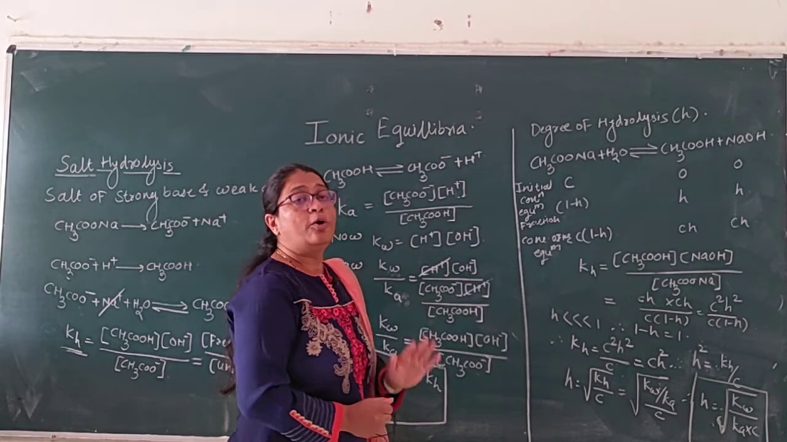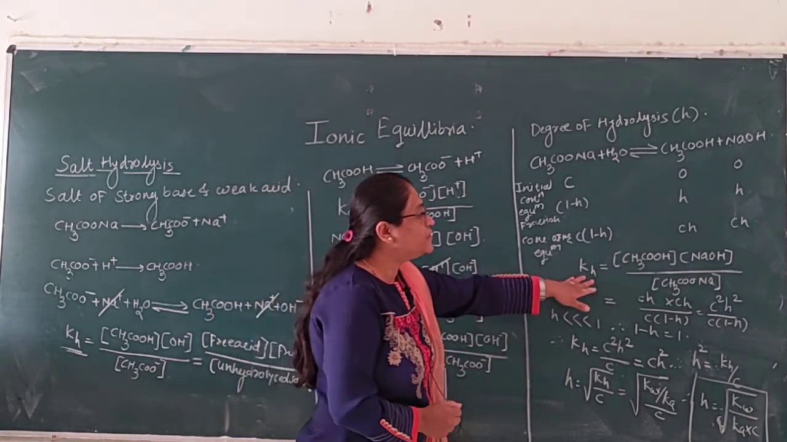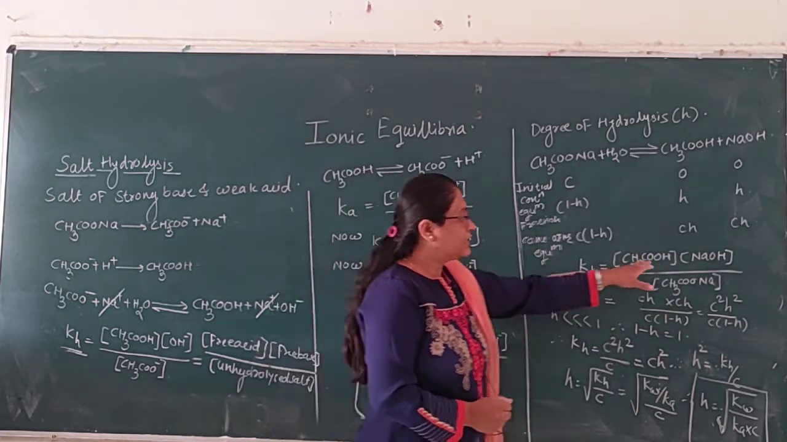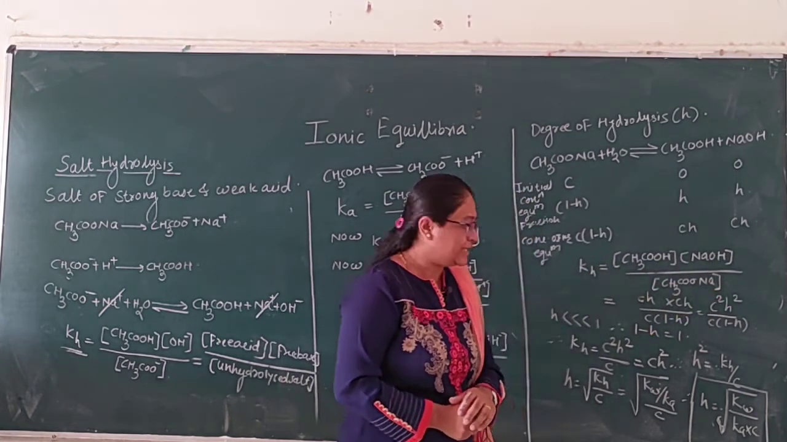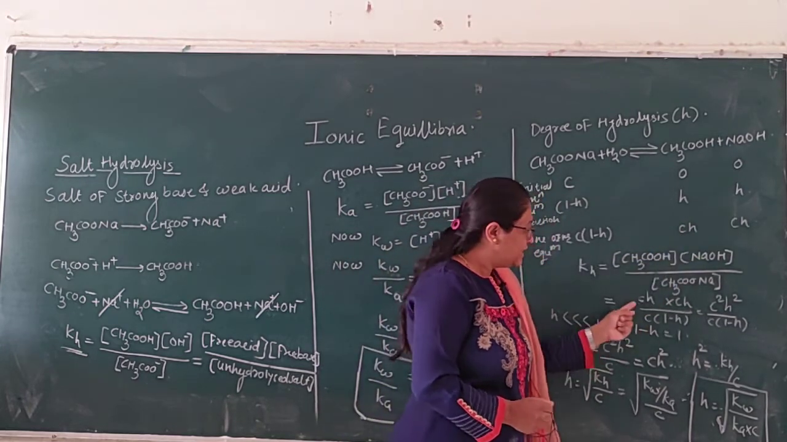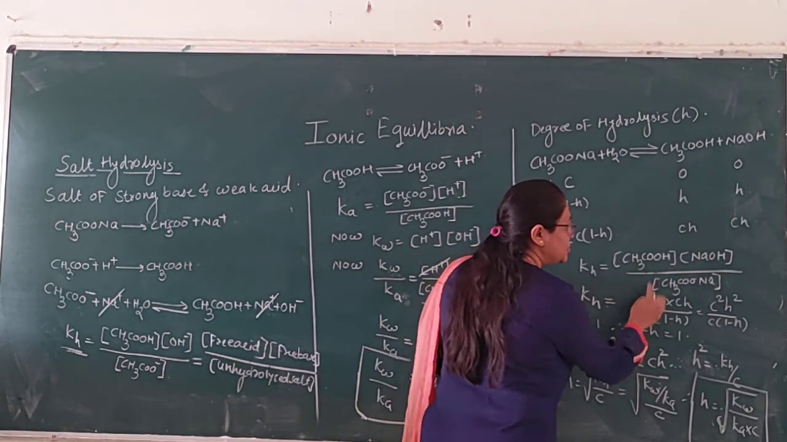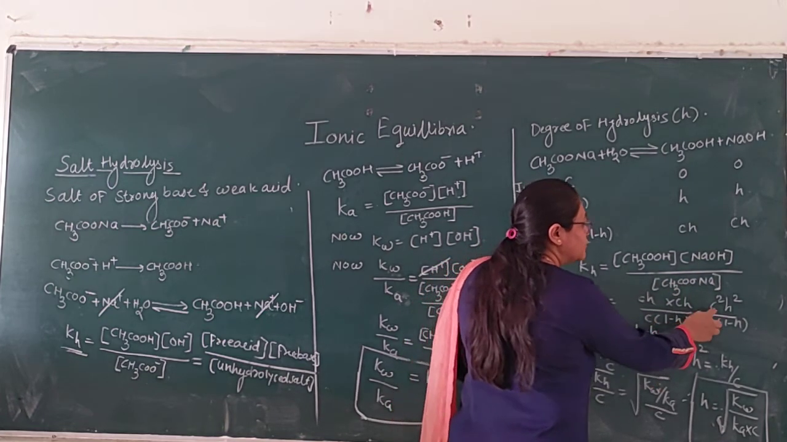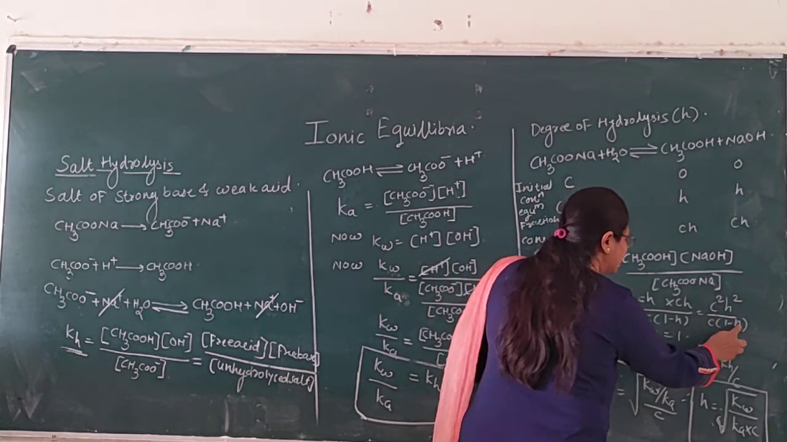Now we want to obtain the relation between the degree of hydrolysis and the hydrolysis constant. So we first write the formula for the hydrolysis constant. This is the formula we have written: the concentration of free acid and free base divided by the unhydrolyzed salt. We have substituted the concentrations by these terms. Therefore we get that Kh is equal to Ch, this concentration Ch, divided by C into 1 minus h. So this will be equal to C square h square divided by C into 1 minus h.